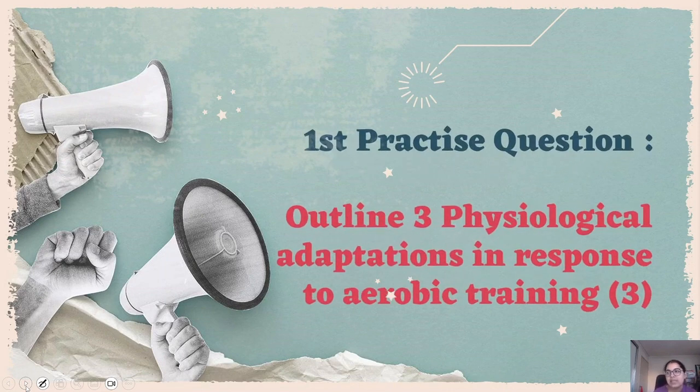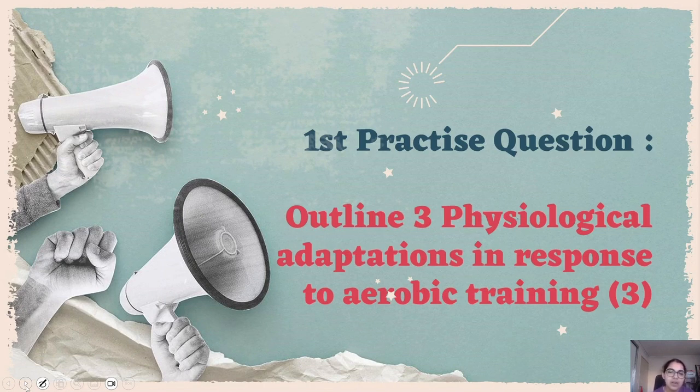So this is our first question. Outline 3 physiological adaptations in response to aerobic training. It is a 3 marker. Now, do we need an introduction for this? If you think we do, write one down. That's what I want you to do. I'm going to give you a chance now to write it down.